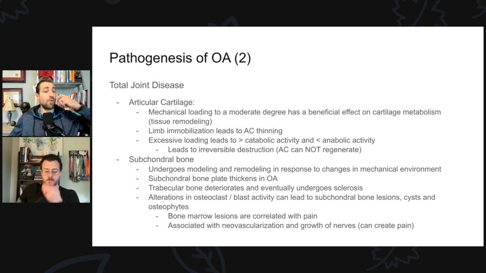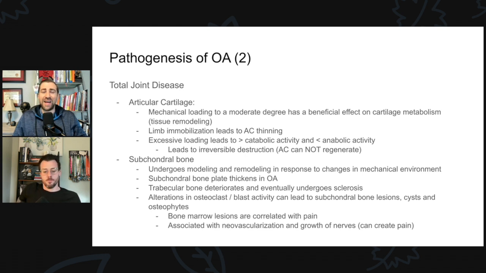The subchondral bone is also involved in osteoarthritis. What does that mean? It's the bone underneath of the cartilage. This undergoes modeling and remodeling in response to changes in a mechanical environment as well, right? So stress, mechanical stress, exercise, it's going to influence this bone. And with osteoarthritis, the subchondral bone thickens, gets bigger. The trabecular bone deteriorates, and eventually undergoes sclerosis, which is hardening, right?